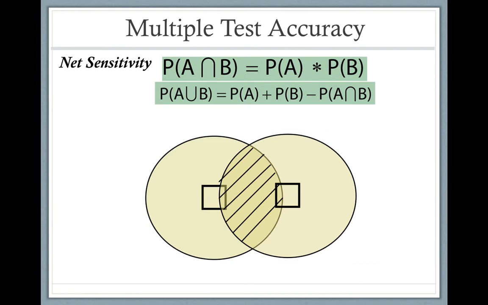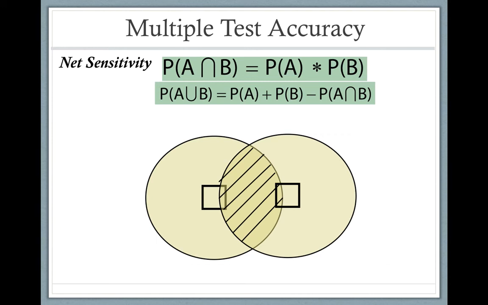And then in the case of testing, in the case of sensitivity, the probability of someone testing positive for both tests is the probability of someone with the disease testing positive in the first test, which is the sensitivity of test 1, that probability that we're identifying people with the disease, times the probability of the same person testing positive in the second test, which is the sensitivity of the second test.